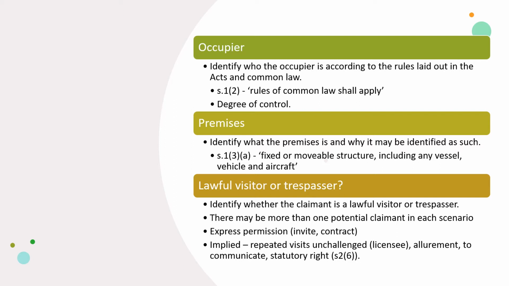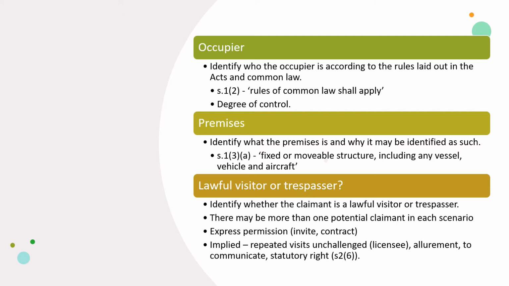In terms of premises then, we need to consider what is premises. We've got an example from section 1.3(a) which tells us a fixed or movable structure, including any vessel, vehicle and aircraft. So it's quite a broad definition. Notice different then, there's more added to this, vessel, vehicle, aircraft, than there is for trespassers. And you consider this because trespassing usually occurs on land.